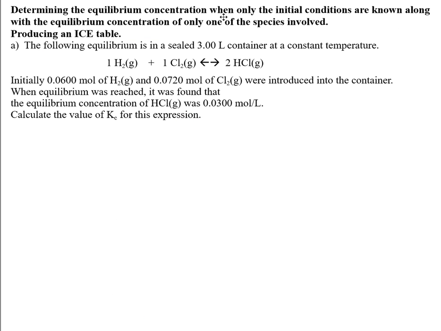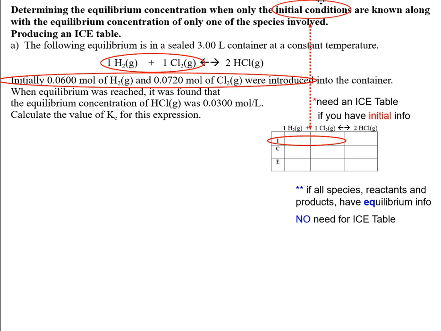Determine the equilibrium concentration when only the initial conditions are known along with the equilibrium concentration of only one of the species involved, producing an ice table. So here, we have an initial condition, which means that we need an ice table because not all the information given to us are equilibrium. Remember that we can only use Kc when we have equilibrium values. And at this stage, they've only given us one piece of information for equilibrium. The rest of the information are initials. Therefore, we need an ice table whenever we are given initial information.